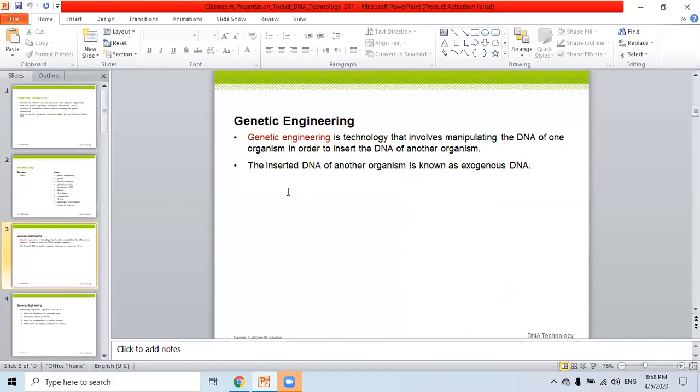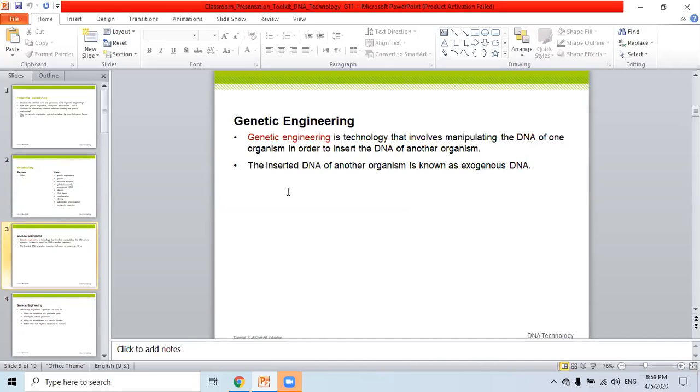Genetic engineering is a technology that involves manipulating the DNA of one organism in order to insert the DNA of another organism. Again, genetic engineering is a technology that involves manipulating the DNA of one organism in order to insert the DNA of another organism.